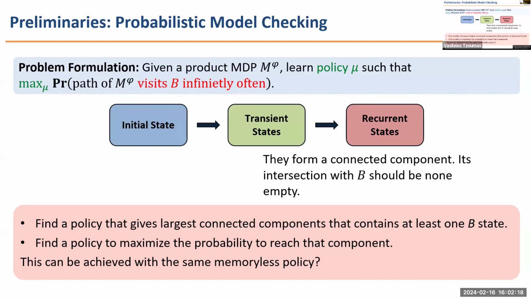And then what you need to find is, first you need to find a policy such that you create the largest connected component that contains the B state, that has the empty intersection with the B states. And on the rest of the states, you just try to steer your transitions to that connected component, that's it. So that's why you can do it with just one memory policy, okay?